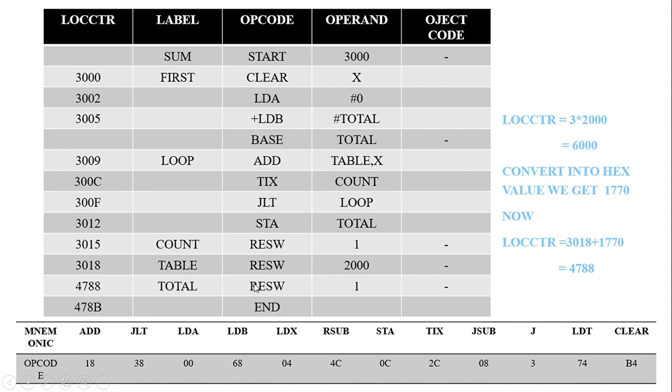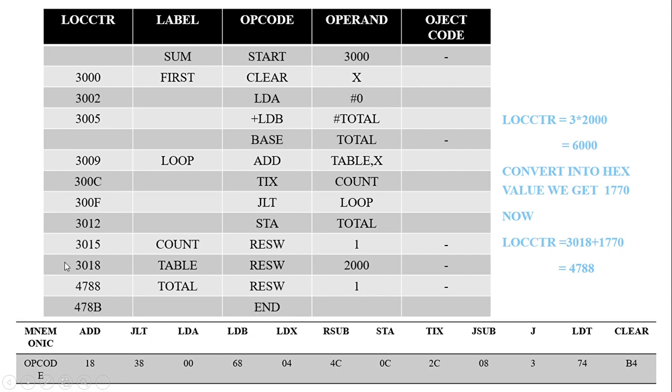Next we are reserving a word with the value 1. Therefore 3 into 1 we get 3. Next we increment the value by 3. For 4788, if we add the value 3, we get 478B as the location counter.